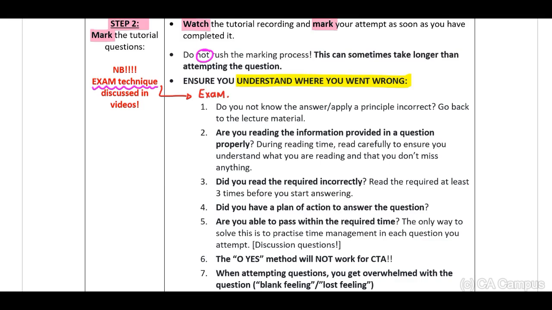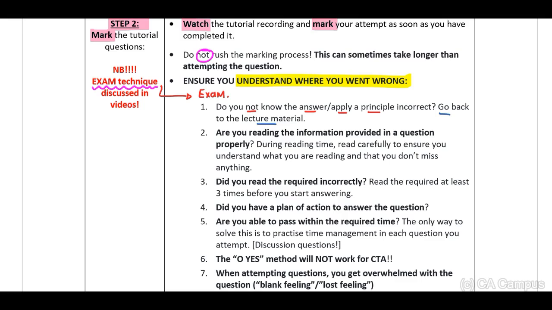Now, where you went wrong. Number 1, do you not know the answer? Or do you not know how to apply the principle? Therefore, you thought you knew the principle, but you don't know the principle. You need to be extremely honest with yourself here. Then you will have to go back to the lecture material and ensure that you know the principle and know how to apply the principle. You need to study the rule, know how to apply the rule. You do have your IFRS textbook with you, but you need to still know these rules.